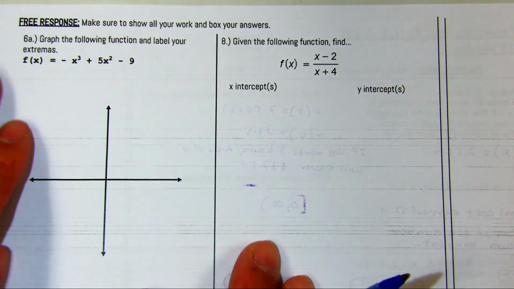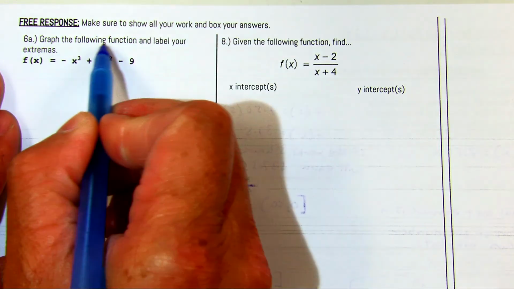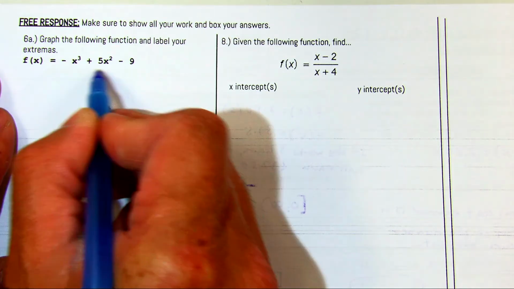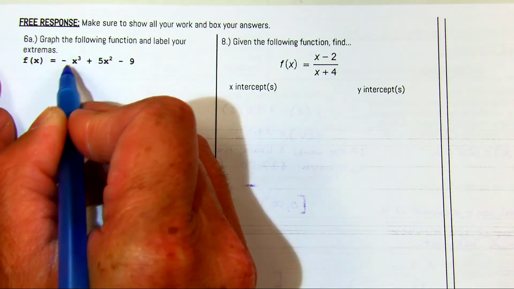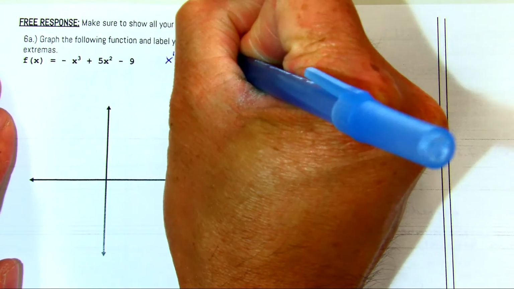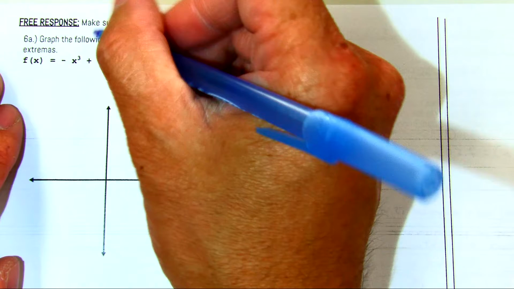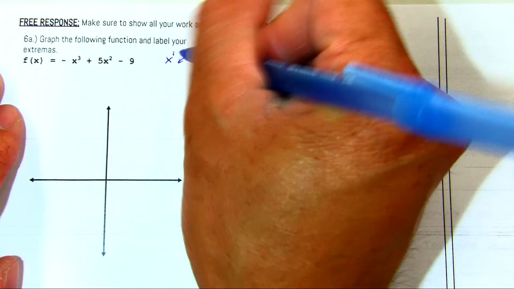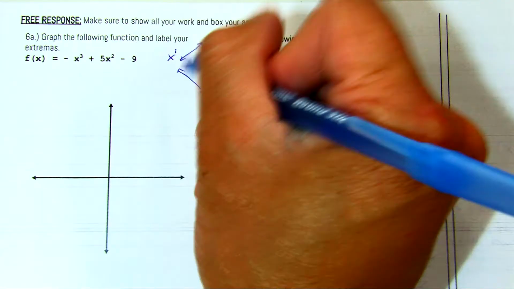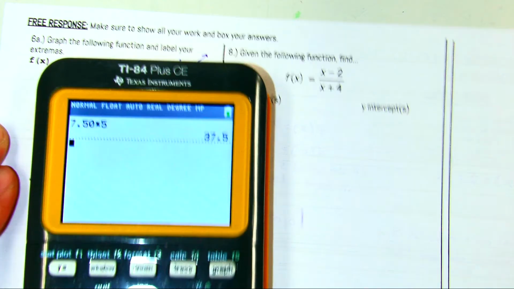For your response, make sure to show all your work and box your answers, graph the following function, and label your extrema. So, again, some things that you should be thinking about is in this function, it is an odd degree. Easiest odd degree is to the first power, starts down, ends up. We just learned that today. It's called end behavior, but you can just put it in your calculator. And then the negative, what it does is just switches them. Okay? So I know it's going to be starting up, ending down. Put that into my calculator.